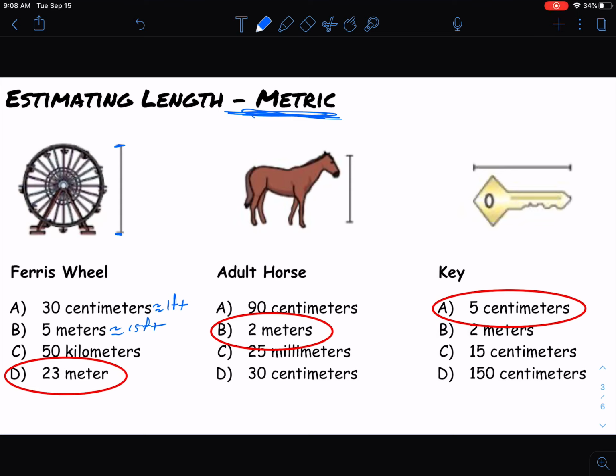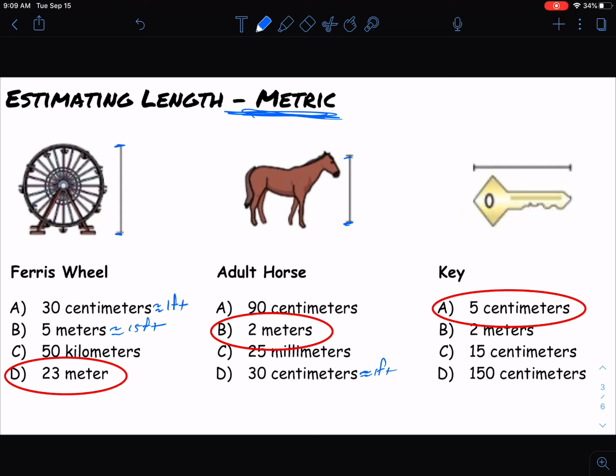An adult horse, we're looking at 2 meters. 2 meters would be about the length from the ground to the top of the horse's head. Again, 30 centimeters is approximately 1 foot. That would be a tiny horse. 90 centimeters is just short of 1 meter.